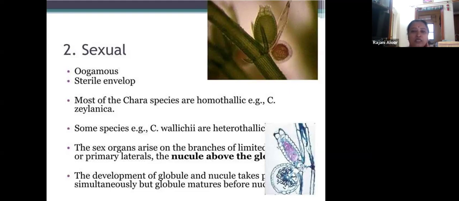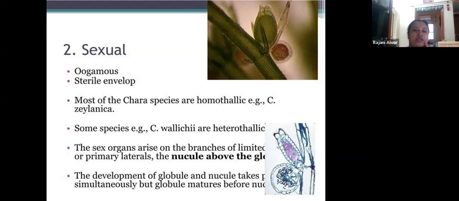Most Chara species are homothallic. What is the meaning of homothallism? That is Chara zeylanica. Some species are heterothallic, like Chara wallichii. Most species are homothallic. Both are found in Chara: heterothallism and homothallism are both present in Chara species.